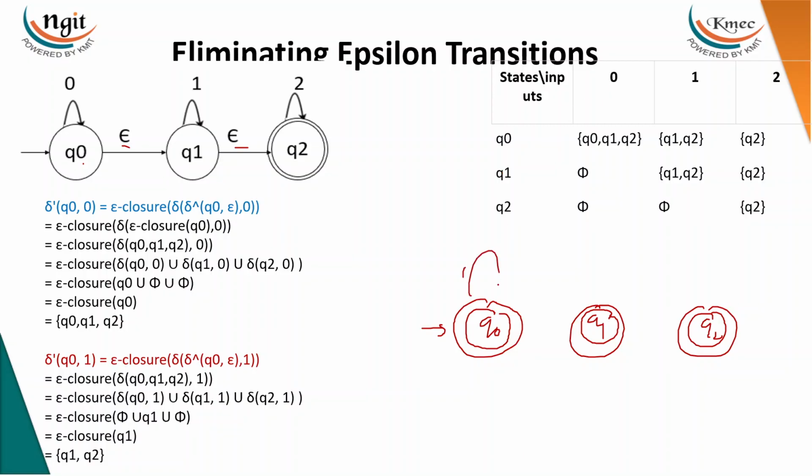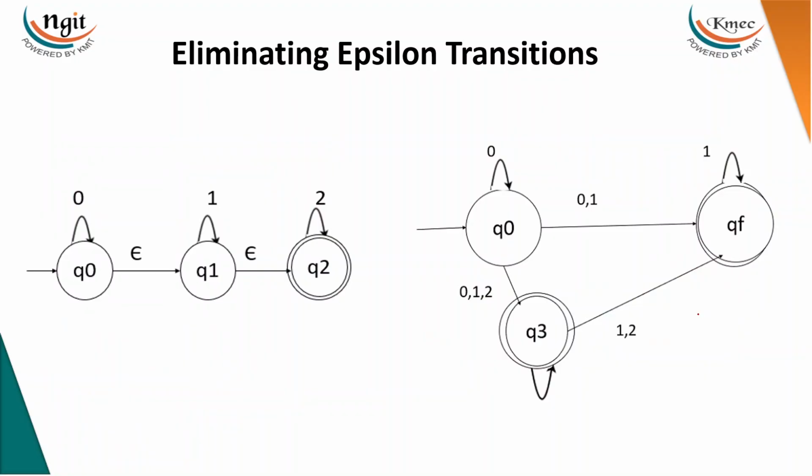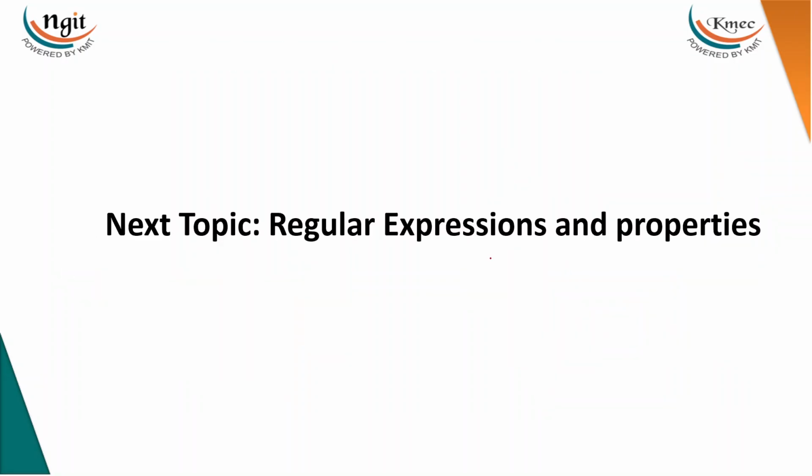Q0 on 0, where are we going? Q0, Q1, Q2. On 1, where are we going? Q1, Q2. Q1, Q2. On 2, Q2. Right. Q1 on 0, no state. Q1 on 1, Q1, Q2. On 2, Q2. Q2 on 2, Q2. 0, 1, like that. So you can try this one more, right? Like how we have taken this. Finally, you'll get it. Try it once. The remaining all, definitely you'll get it.